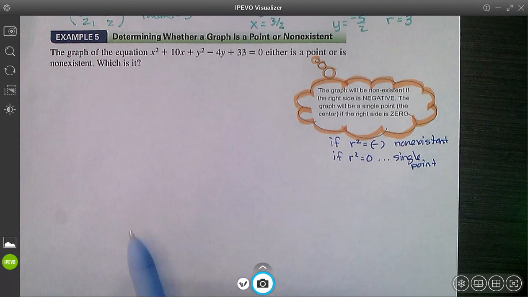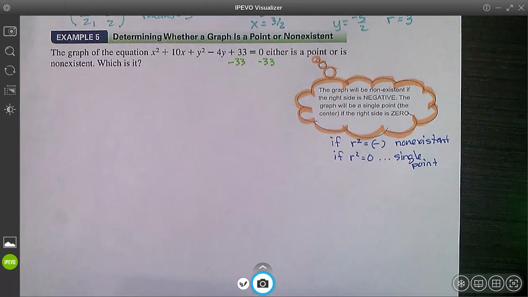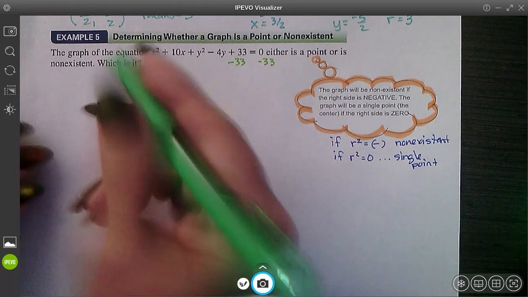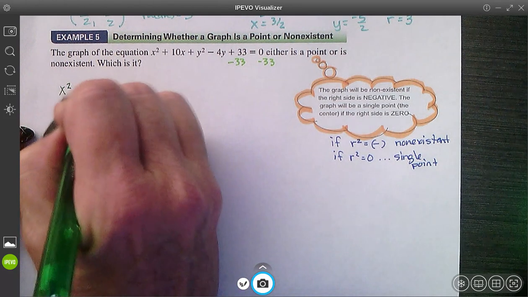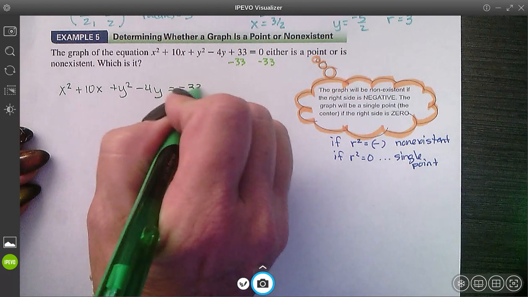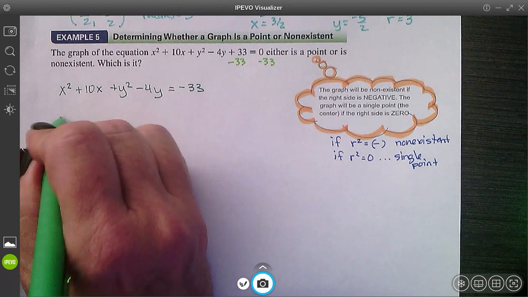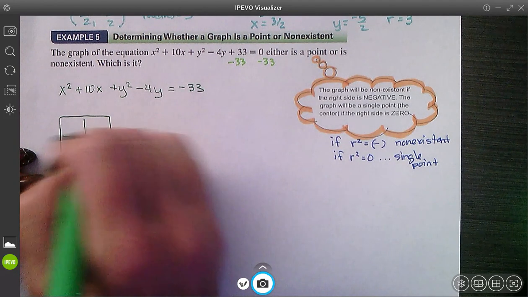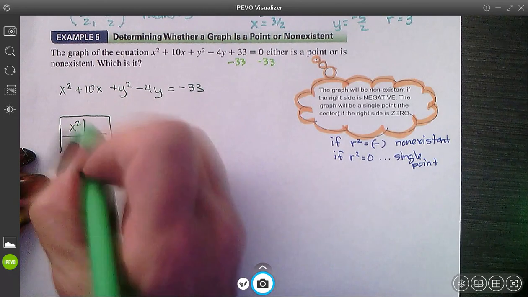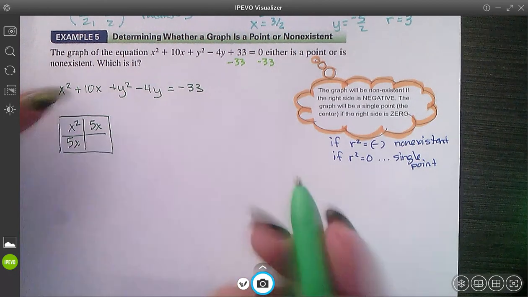So I want to start by moving the constant term over to the right side. So subtract 33, subtract 33. And then I'm going to have x squared plus 10x plus y squared minus 4y equals -33. I need to go ahead and start completing the square. So I'll draw my box for the x squareds. So we got x squared. Split the 10x's equally, so 5x and 5x.